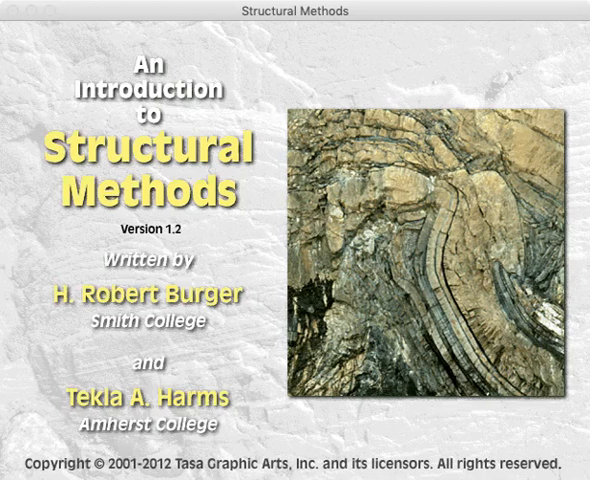We're going to be doing using TASA structure. This is what I refer to in the syllabus as an introduction to structural methods.